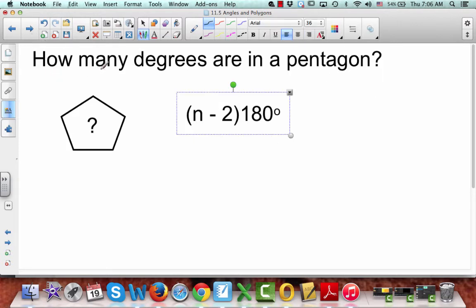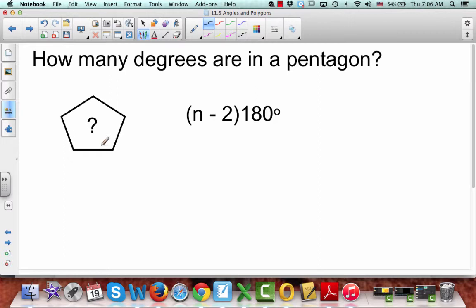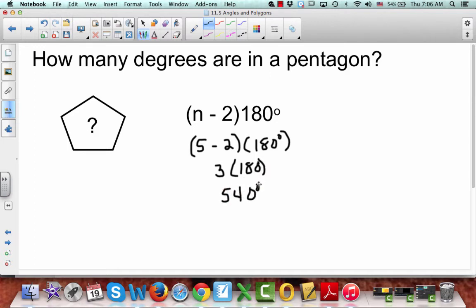Now, let's use the formula to find out how many degrees are inside a pentagon. How many sides does a pentagon have? 1, 2, 3, 4, 5. So we come over here and we go 5 minus 2 times 180 degrees. That gives us 3 times 180 degrees, which gives us 540 degrees. You got that?